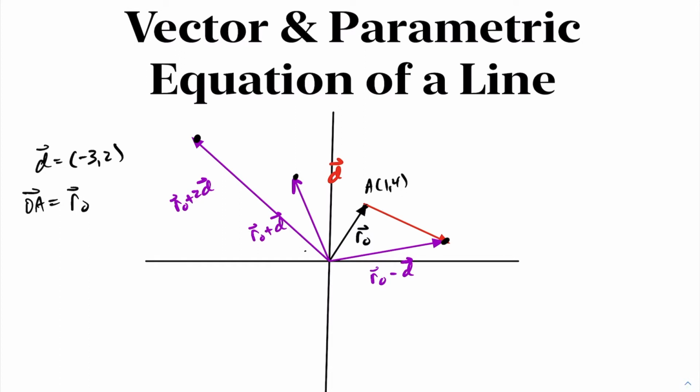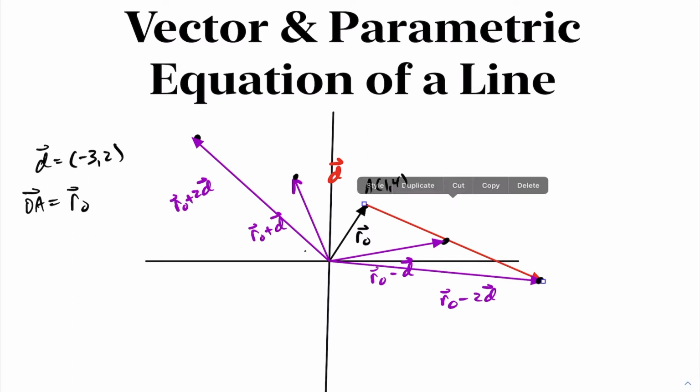Continuing on in this way, we could also subtract 2D, and now the resultant vector would be R0 minus 2D. And continuing on in this way, you can add half D, in which case maybe it would go to here. By doing that, you have another resultant vector right here, and that would be R0 plus 1/2 D. And I think you guys are starting to get the idea. You can also do R0 minus 1/2 D.